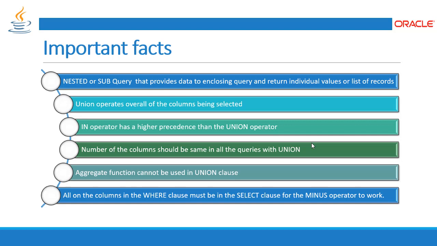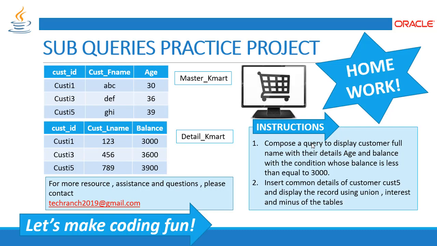The number of columns should be the same in all the queries with union. Aggregate functions cannot be used in a union clause, and all the columns in the where clause must be in the select clause for the minus operator to work. These are a few conditions or rules we have to follow while working with these operators while implementing subqueries.